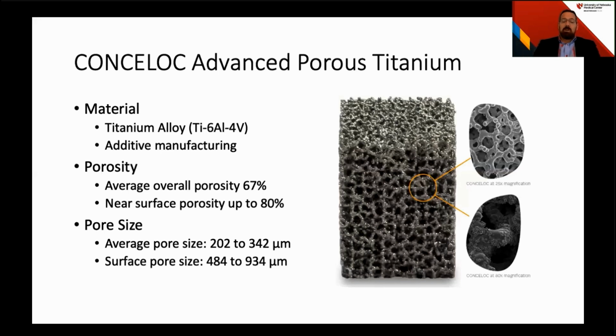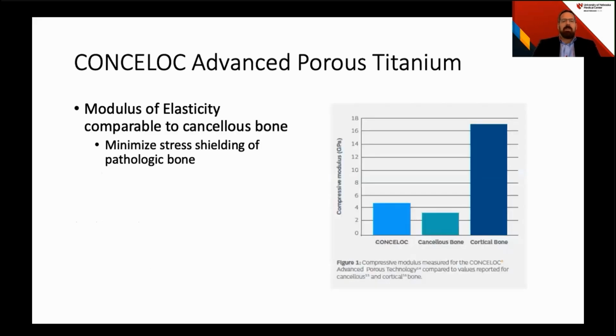So near the surface that's opposed to bone, that porosity goes up to about 80%. And if you look at the pore size, the average pore size throughout the material is in the 200 to 350 micron range, but closer to the surface, again because that can be controlled with additive manufacturing, the pore size is a little bigger, about 500 microns to right around 900 microns. So really an ideal pore size for bony ingrowth.